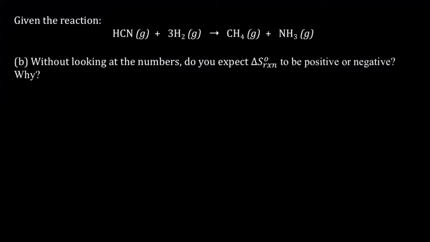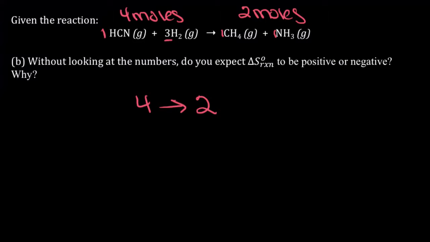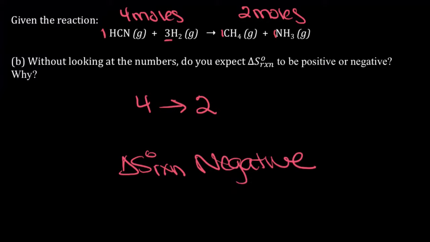So let's look at the amount of moles of gas molecules on the left side versus on the right side. On the left side, we have 1 mole of HCN and 3 moles of hydrogen, so we have 4 moles. Whereas on the right side, we just have 1 mole of methane and 1 mole of ammonia, so only 2 moles. So if we go from 4 to 2, that's a decrease in the amount of energy carriers. And so we would expect our delta S reaction to be negative.